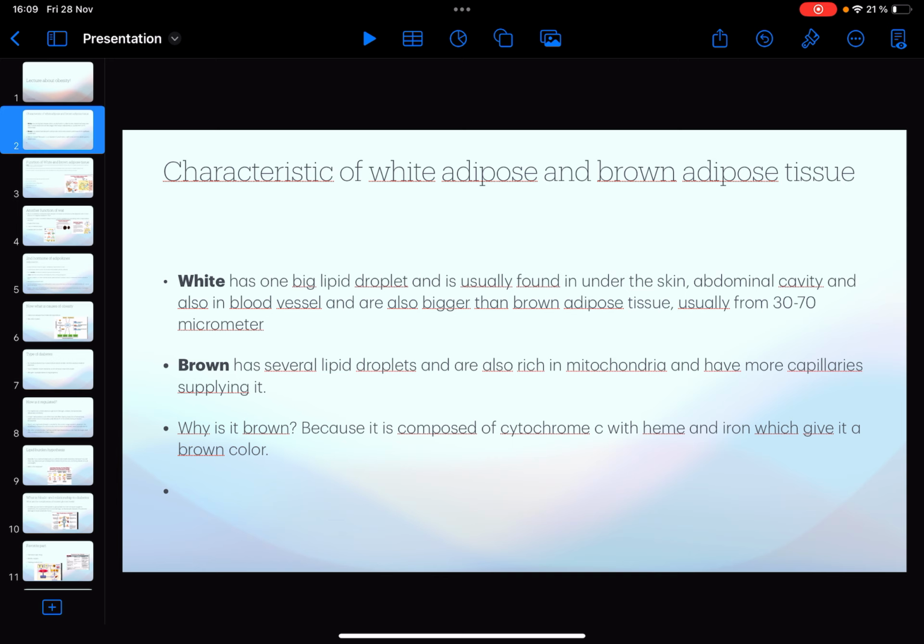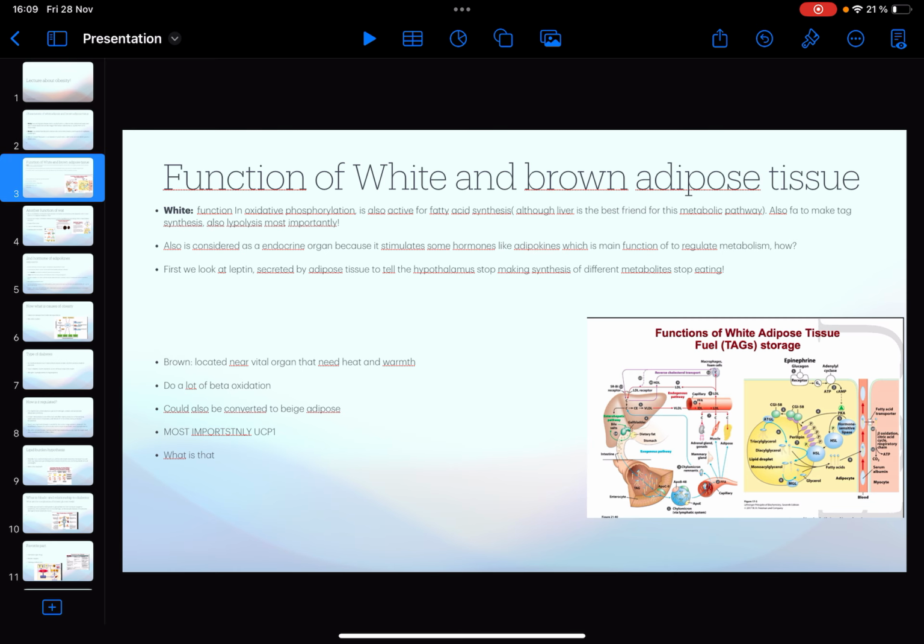Now, more about the function of the white and brown adipose tissue. The white adipose tissue function is usually carrying out oxidative phosphorylation. So we know that in glycolysis, when we eat glucose and the cell takes it up, we produce glycolysis, and the adipose tissues are the ones that carry this function or also have this function as part of them. Oxidative phosphorylation means that it will end at the ETC and provide ATP for us.